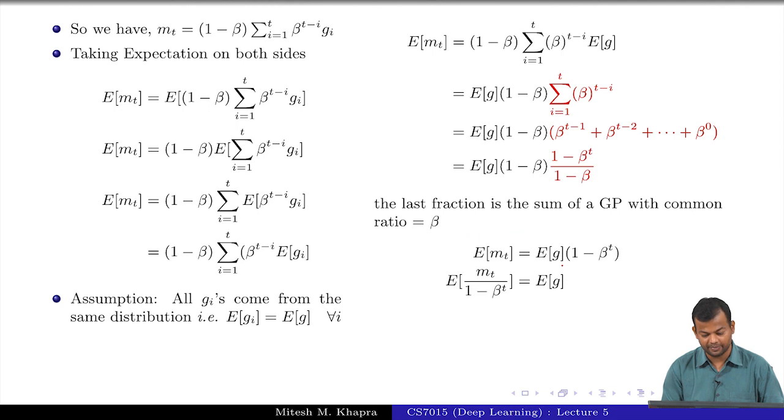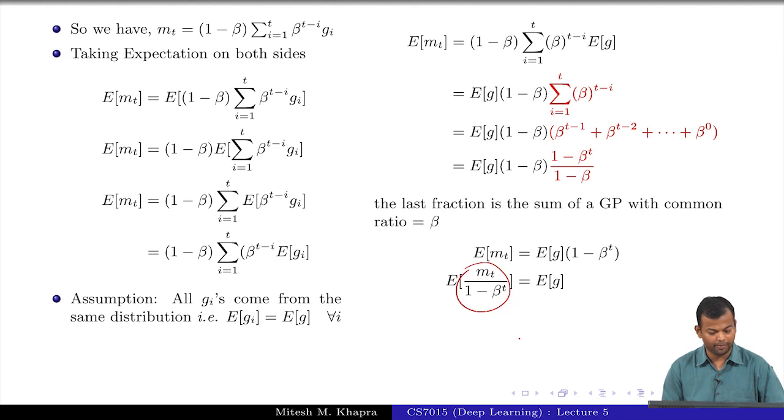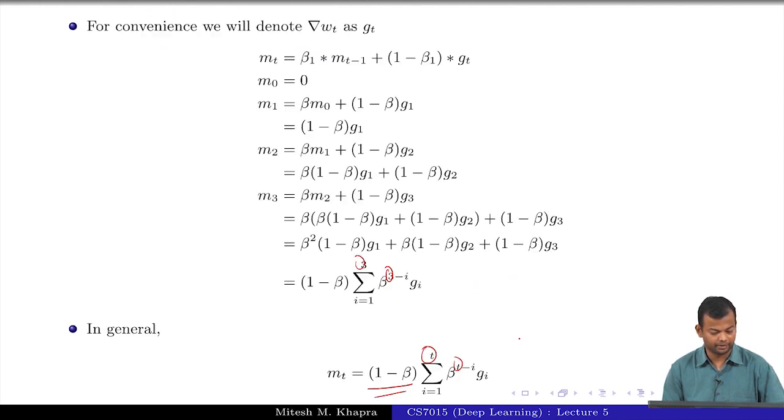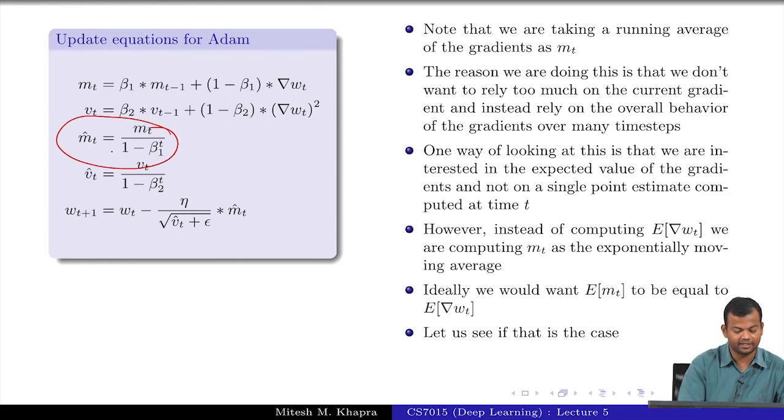So I will just take 1 minus beta raised to T on the other side and I can move it inside the expectation because it is a constant, it does not matter. I can just move it inside. So I'll get expectation of MT over 1 minus beta raised to T is equal to expectation of G, right? And this quantity, the one which I have circled, is nothing but M hat T, right? This was exactly the bias correction that I was applying. If I go back to the previous slide or the slide before that, this was exactly the bias correction that I was applying, right?